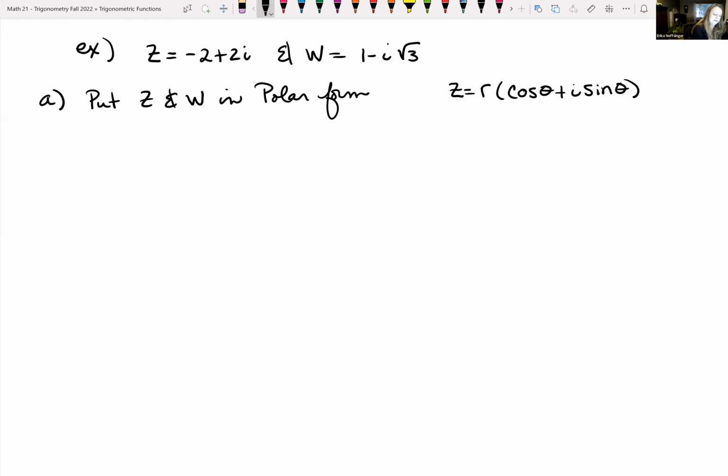So let's plot Z. We have -2 for our real coordinate, so we're going to go to the left 2, and we have +2 for our imaginary coordinate, so we're going to go up 2. We can figure out what R is by making a triangle and using the Pythagorean theorem. In this case for Z, R is equal to the square root of 2 squared plus 2 squared. So this is the square root of 4 plus 4, so square root of 8, which is 2 root 2.